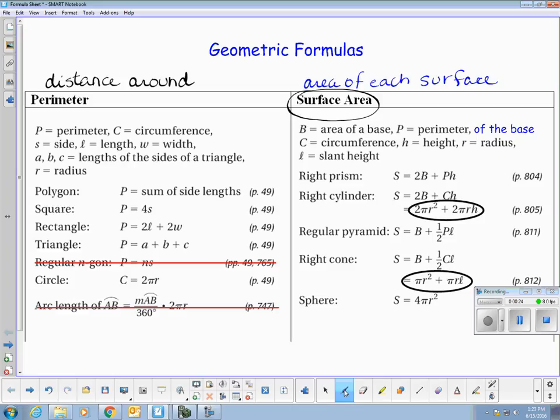And again, if you would like to, take a picture of this with your camera, and then you'll have these formulas handy right on your phone to take a look at.